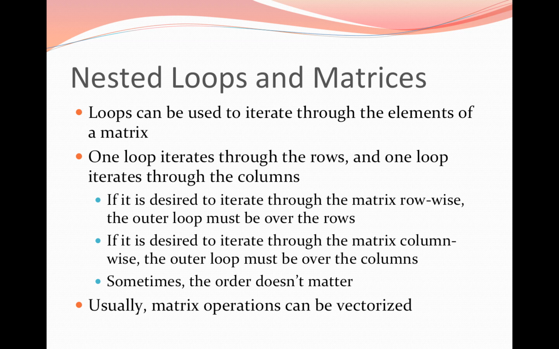One application of a nested for loop is to loop through or iterate through all of the elements of a matrix. When you do that with a matrix, you have one loop that iterates over the rows and another loop that iterates over the columns. If what you want to do is to go through the matrix row-wise, row by row in other words, then the outer loop has to be over the rows. If, on the other hand, what you want to do is to iterate through the matrix column-wise, the outer loop has to be over the columns.